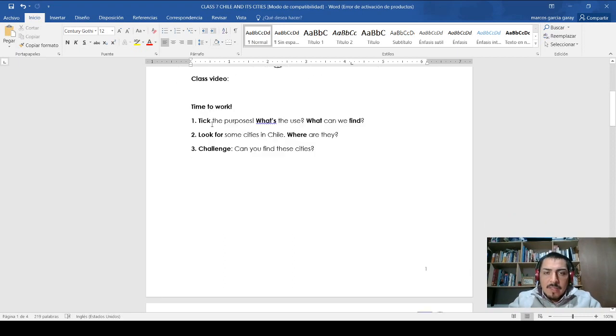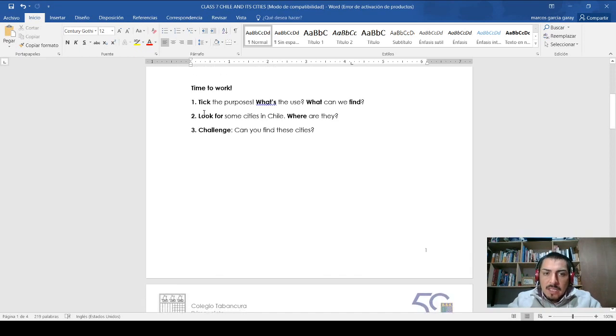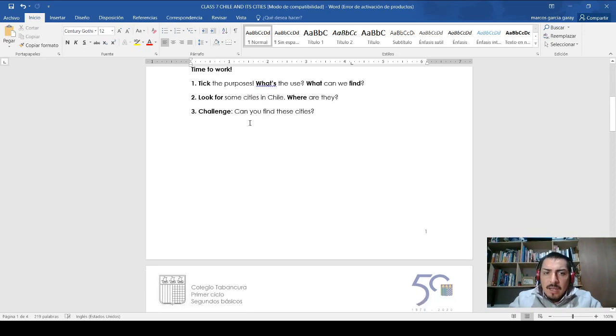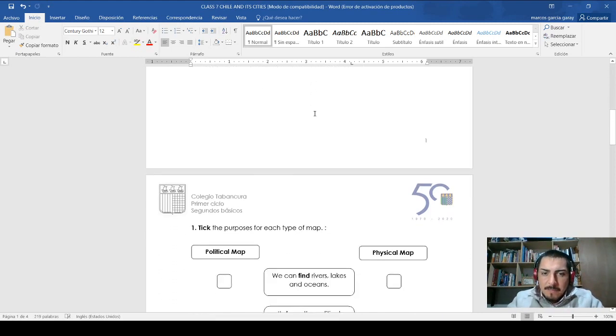So these are the activities. You are going to take the purposes of each map. What's the use of the map and what can we find? And look for some cities in Chile. Where are they? Okay, so you are going to look for some cities and I propose you a little challenge again. Can you find these cities?